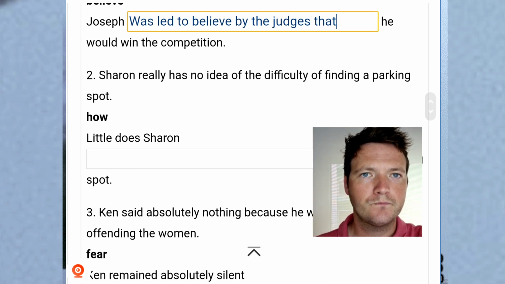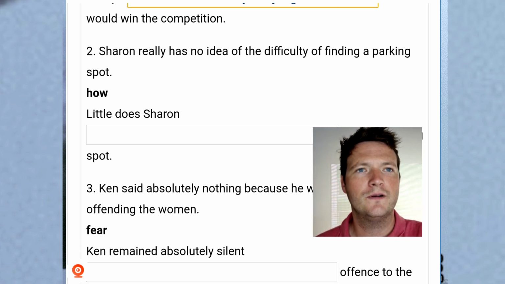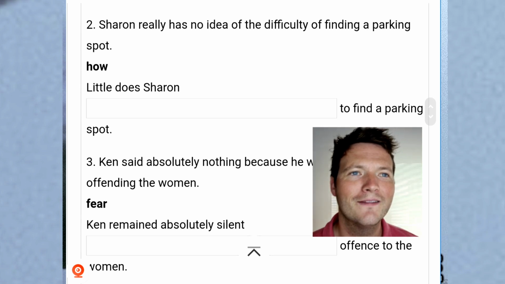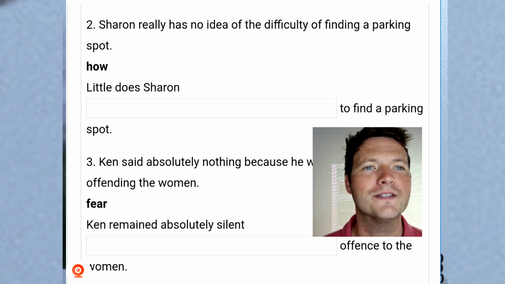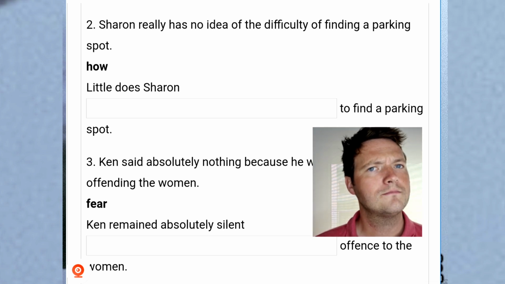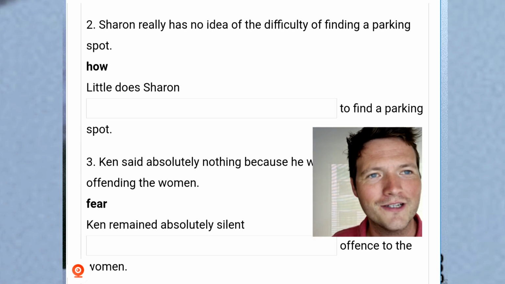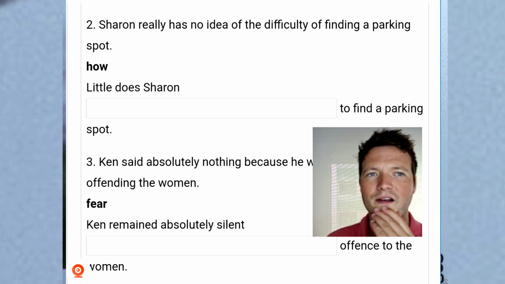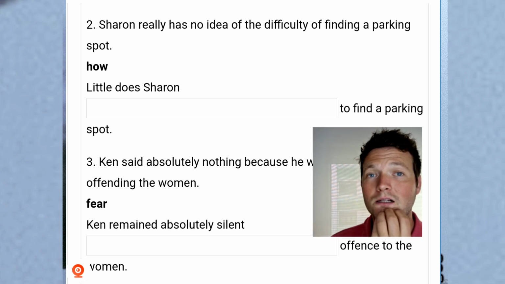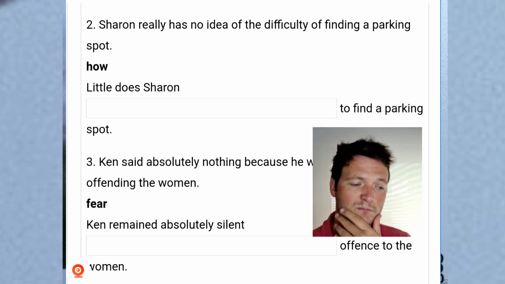Okay, number 2. Sharon really has no idea of the difficulty of finding a parking spot. I thought they were going to say something a bit more grave and serious there, but no. Little does Sharon, we have inversion again, which is something we see quite a lot of when we start with a negative adverbial. And little does Sharon how to find a parking spot.